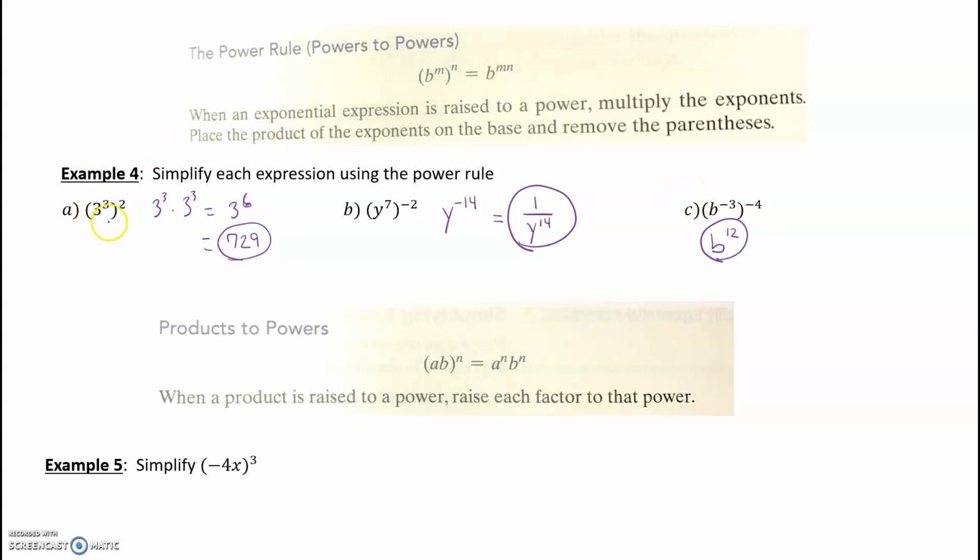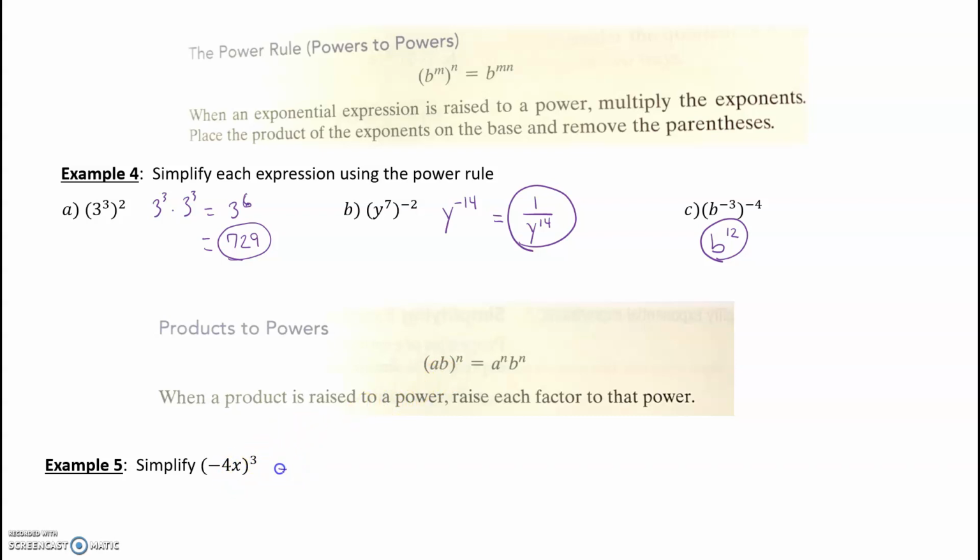If you look at example A, it's a lot easier to see the concept. This is saying 3 times 3 times 3 twice. Okay. Next one, product to powers. So basically, this power is almost going to distribute. And again, if you understand the concept, it makes remembering these rules a lot easier.